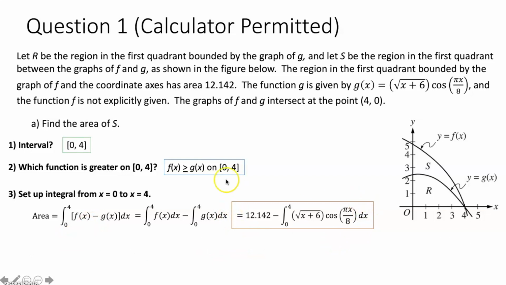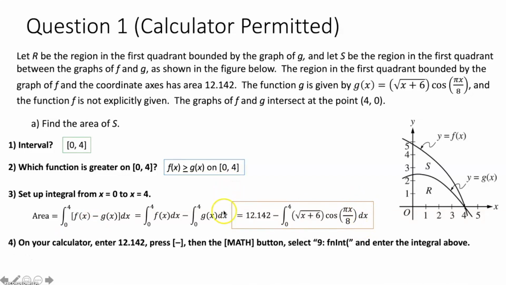So all you have to do is enter this expression into your calculator. You enter the number, then subtract the integral from 0 to 4 of this function right here. Make sure you put dx at the end, press enter, and you get that the area of the region S right here is approximately equal to 5.204. Remember to round to 3 decimal places on the AP test.